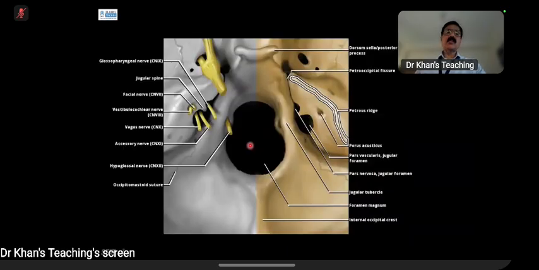Now, if you see here, this portion where I'm pointing out is the jugular foramen. And look at the shape. It has got two components. The anterior one is known as pars nervosa, and this is pars vascularis. The internal jugular vein passes through this one. So here, the ninth nerve passes anteriorly, and the 10th and 11th pass here.